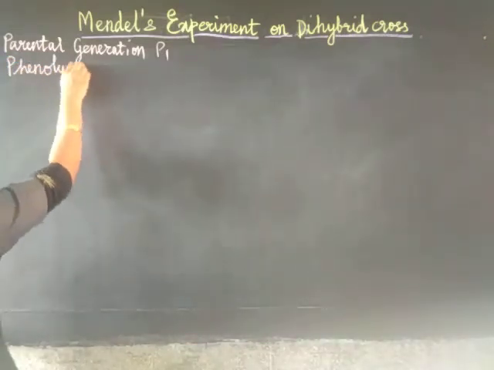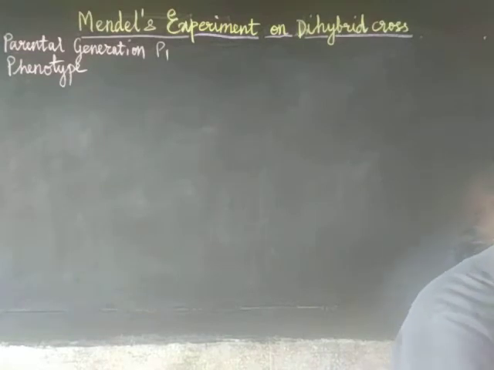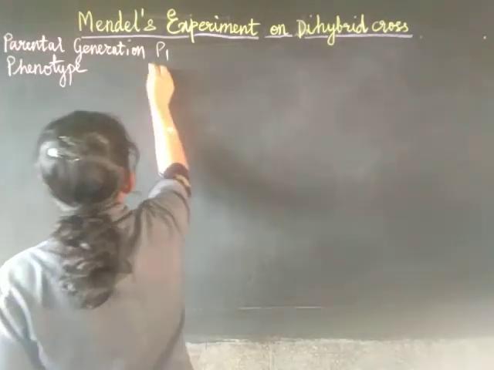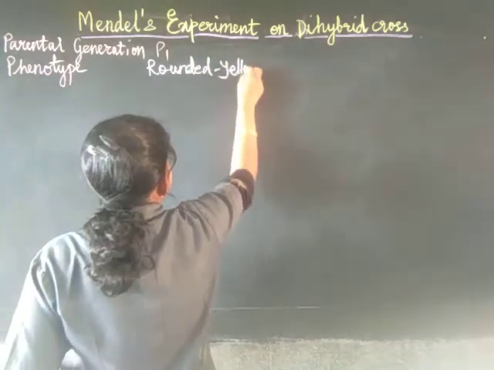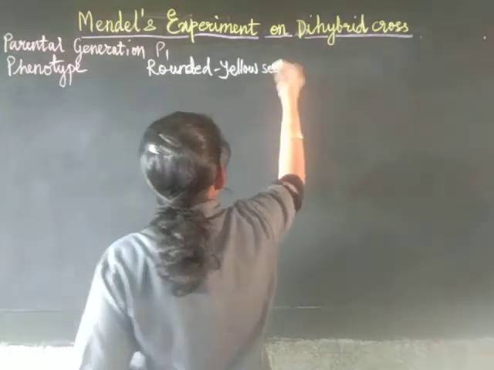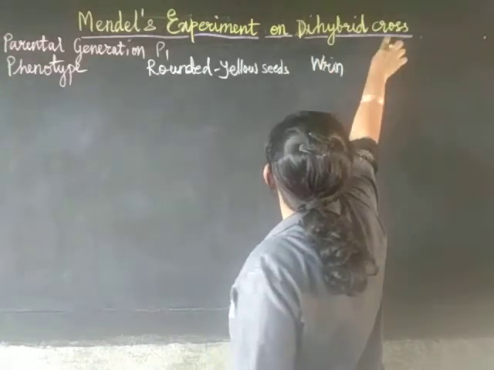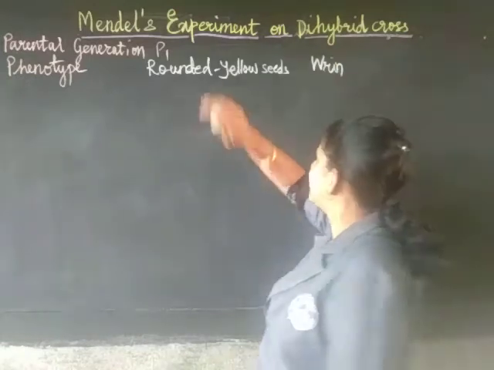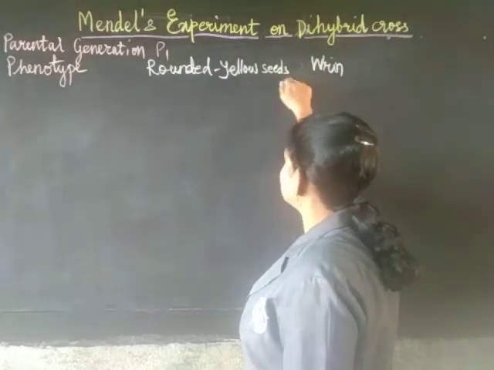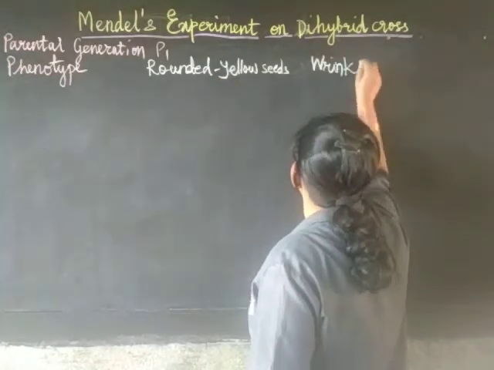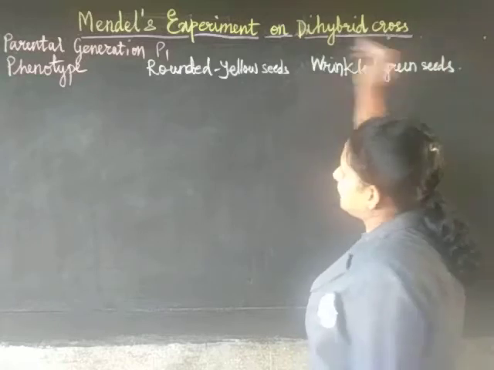I'll write the phenotype as rounded and yellow seeds were crossed with wrinkled and green seeds. Since it is crossing, I will use the word crossing. Were crossed, that means there was hybridization. One was pure rounded and yellow seed, and second was wrinkled and green seeds.